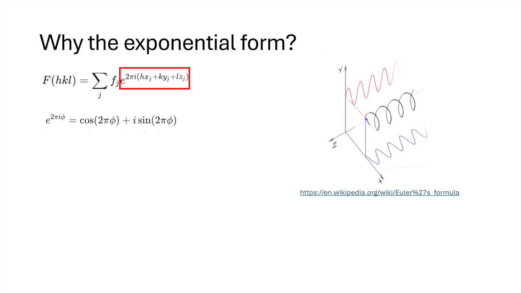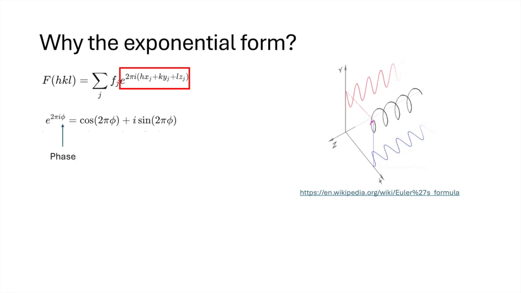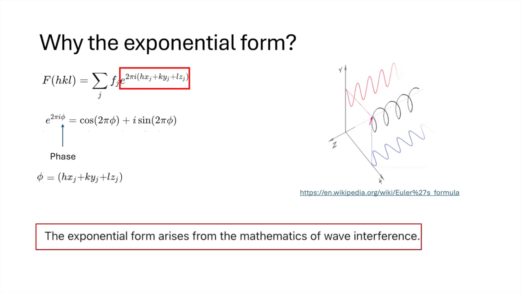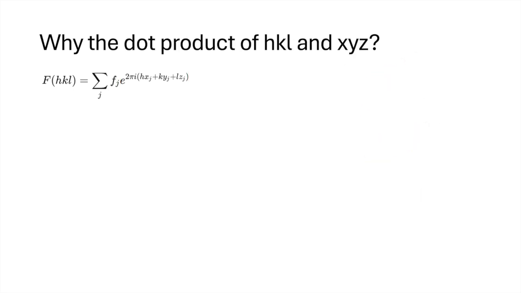The exponential form e to the power of 2 pi i phi can be written as cos 2 pi phi plus i sin 2 pi phi. This is the general wave equation. And in this equation specifically, phi here is the phase. In the structure factor equation, the phase phi is hx plus ky plus lz. Therefore, the exponential form arises from the mathematics of wave interference. By the way, the equation you see here is also called the Euler equation.